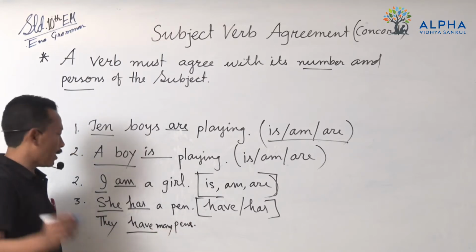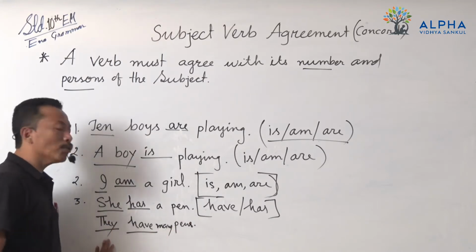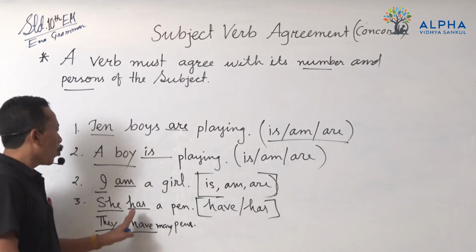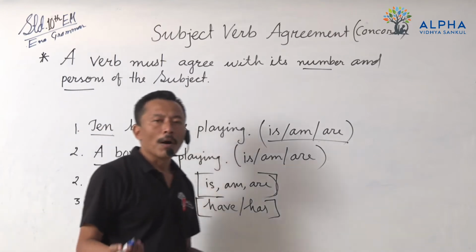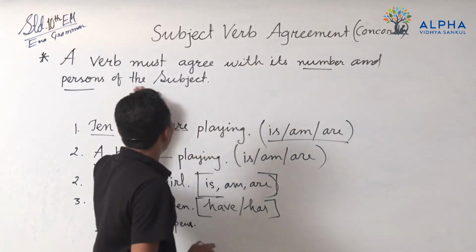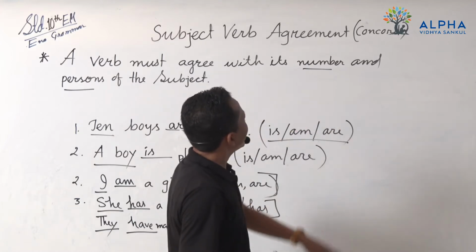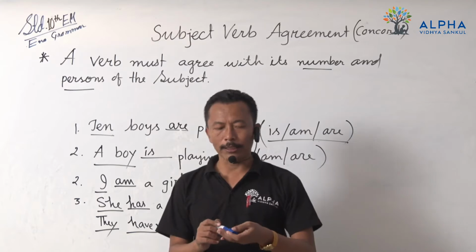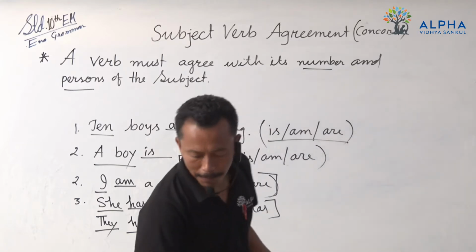But my question is that according to the subject, the subject's number and person, we need to change the verbs. So the rule is that a verb must agree with the number and person of the subject. Don't forget this. This is very important, students.